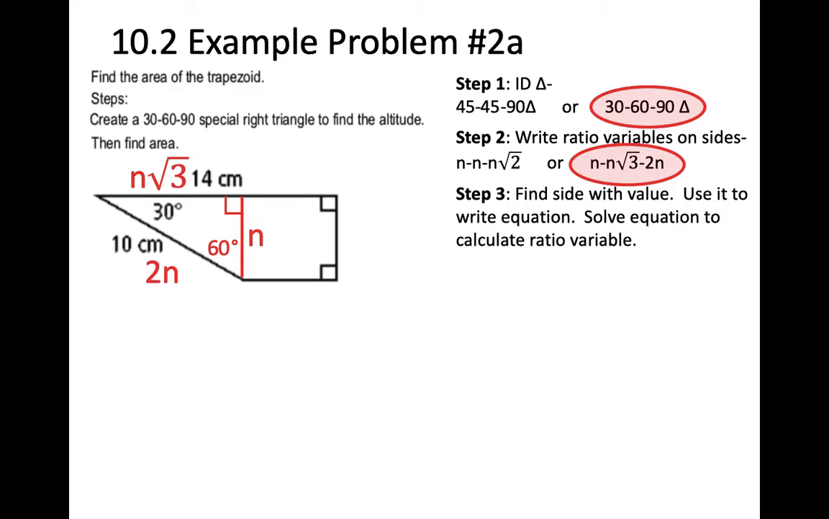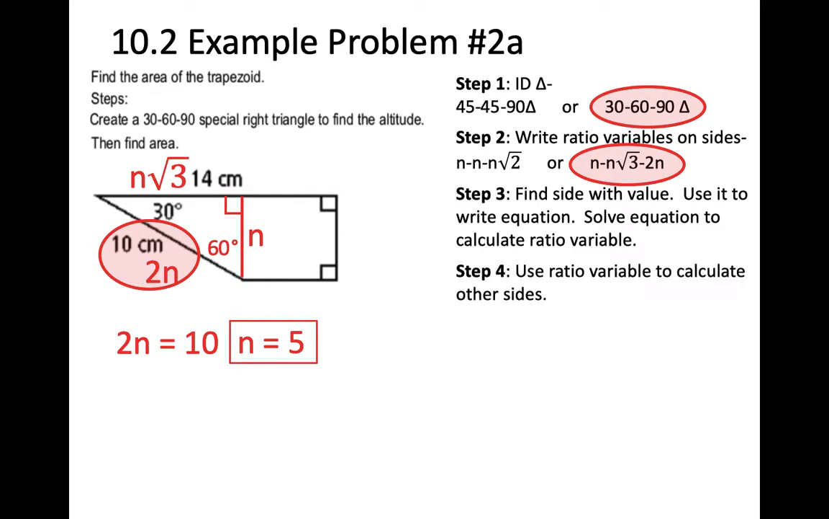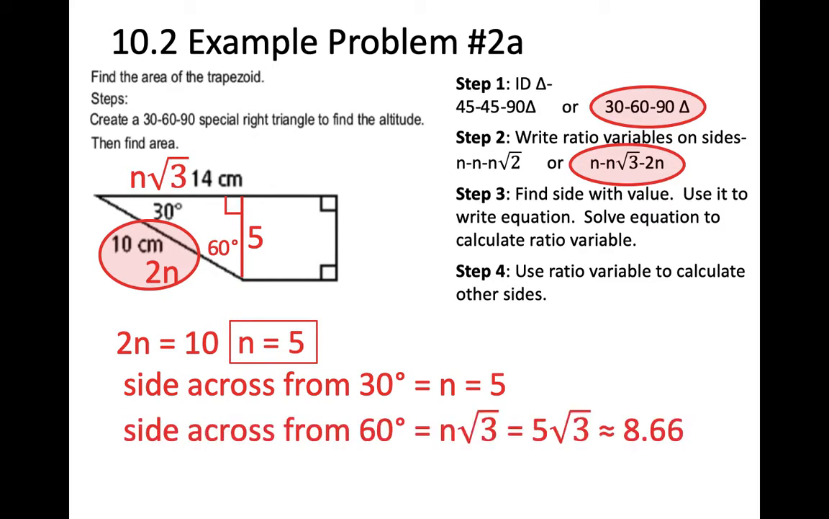I'm going to find a side with a value and use it to write an equation. I know that 2n equals 10, so n equals 5. And then I can use that equation to calculate the other necessary sides. So the side across from the 30 degrees, that's going to be my altitude. That's going to be 5. So I can put it in right there. And then the side across from the 60, that's going to be n root 3, which is 5 root 3, which is about 8.66. So I can put that in here.